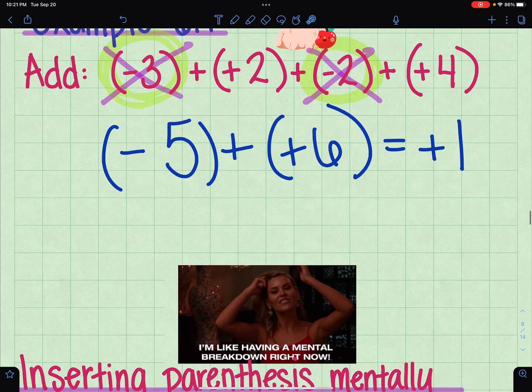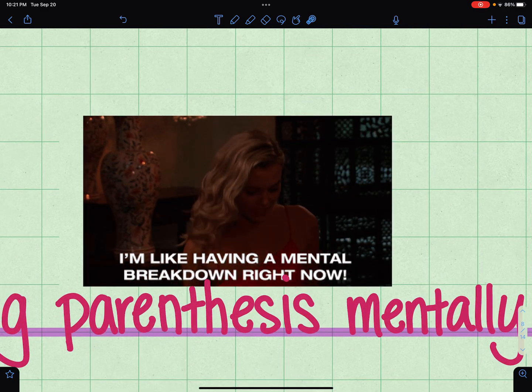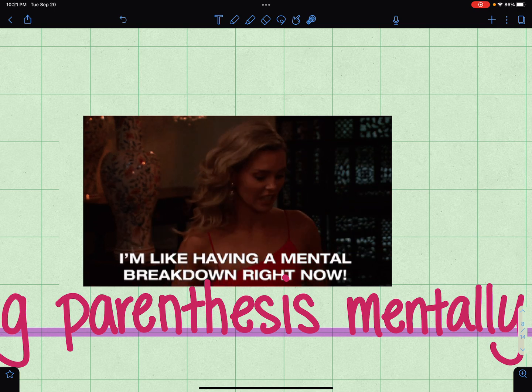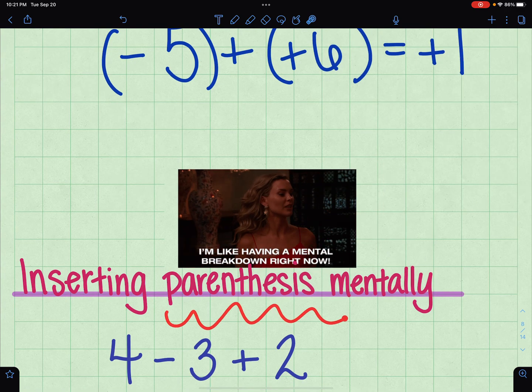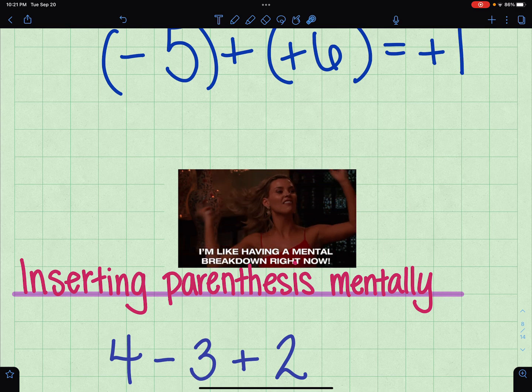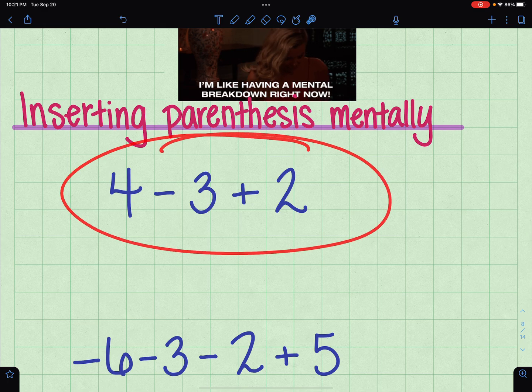Okay, I know you were probably looking at this picture down below and you're like, what the heck is that, Mom? It's just a lady having a mental breakdown, and we're about to have a mental breakdown because we are going to learn how to insert parentheses mentally into a problem. Because here's the thing. A lot of times, instead of giving you all of those parentheses, they're going to give you something like this. And what do you do with this?